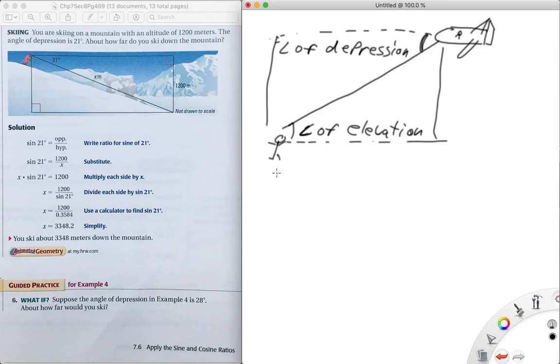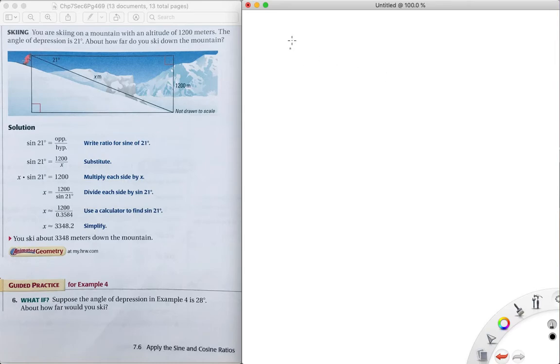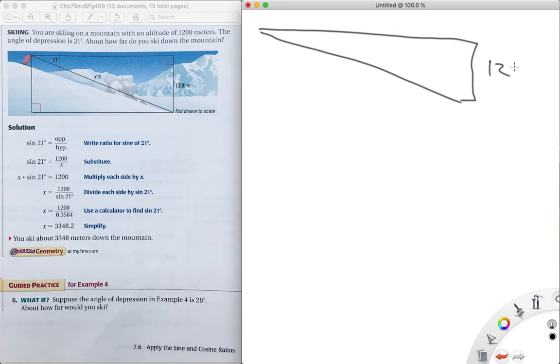Okay, so for number 6, we have a dude on some skis looking down on something. So this is going to be an angle of depression because he's looking down. I guess the vertical slope is 1200. His angle is 28 degrees he's looking down on. They want to know the distance he goes down the slope.